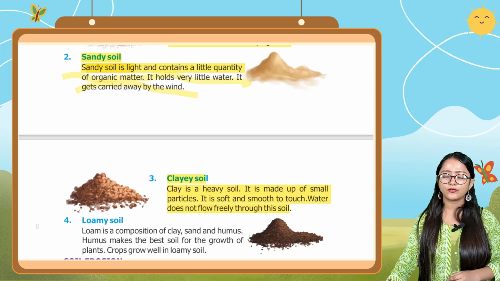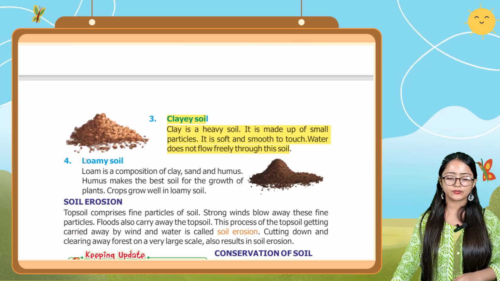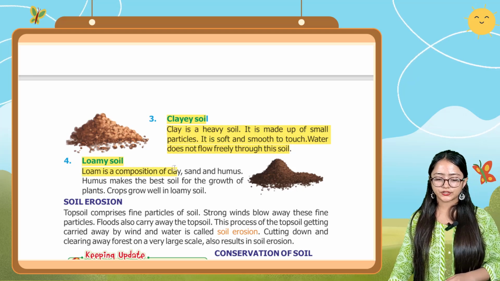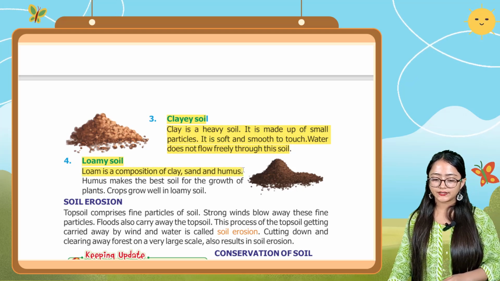Now we come to the fourth one, that is loamy soil. Loam is a composition of clay, sand and humus.